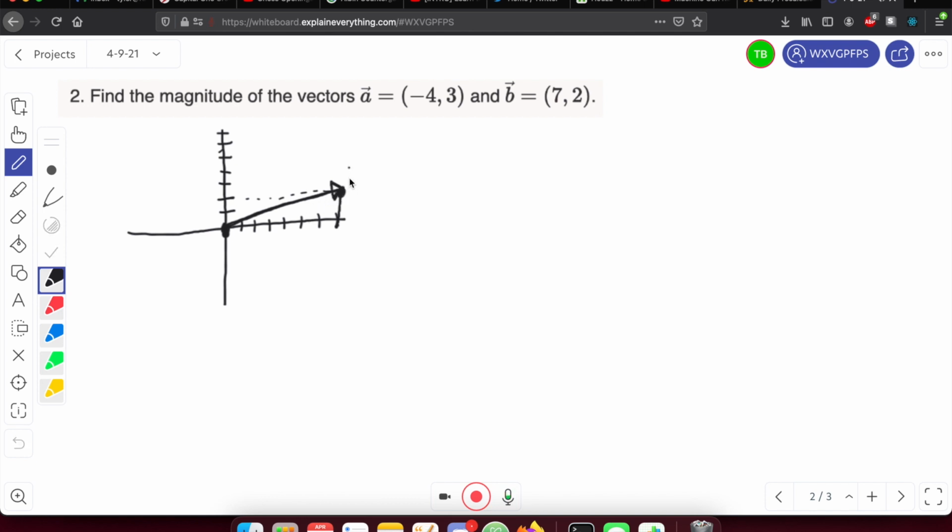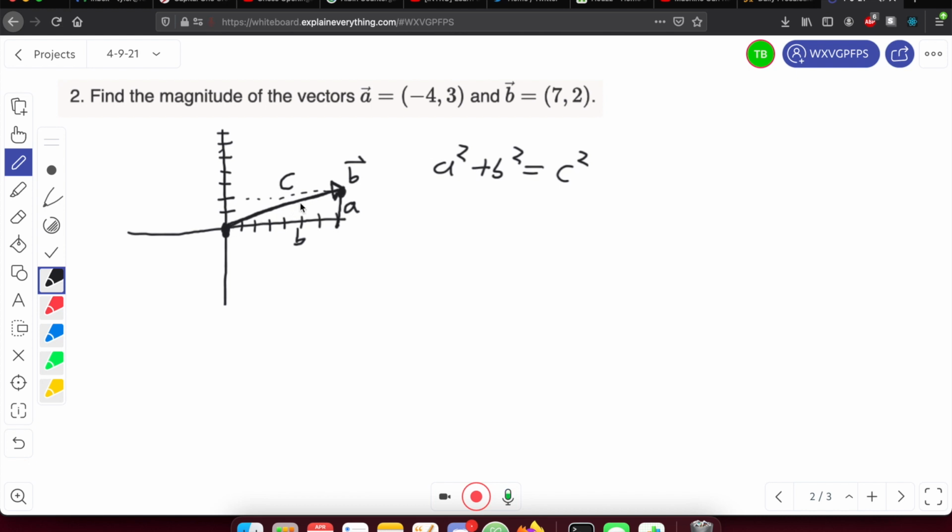So this represents b. Now, the reason this is important is because in order to get the length of the vector, we need to use the Pythagorean Theorem, which says that a squared plus b squared equals c squared for the 3 sides of a triangle, where this side is a, this side is b, and this side is c, right?